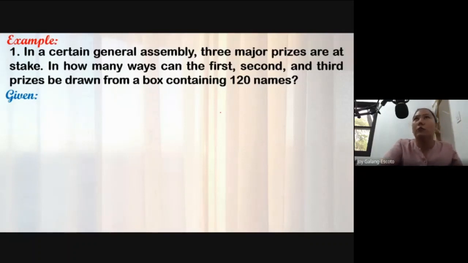n is the total number of elements to be considered, or the universal set. In this problem, we have 120 names, so n is 120. Now next, what will be your r? According to the problem, you have to get the number of ways can the 3 major prizes. Okay, so this is r.